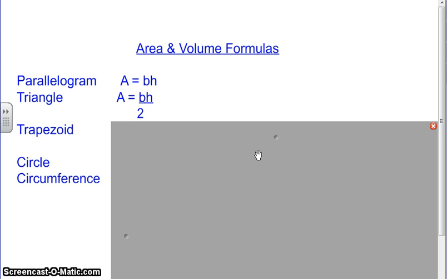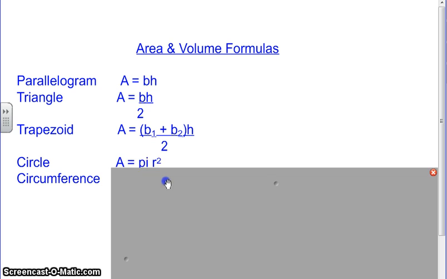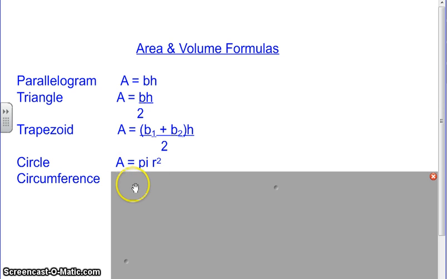Good. Finish the statement. The area of a trapezoid. A equals B1 plus B2 times H over 2. Good. And in both of these cases, you could actually say 1/2 times these things, right? But we like to just put it all over 2. Area of a circle. A equals pi r squared. You guys are doing great. And I didn't have a symbol for pi, so I wrote it out there.